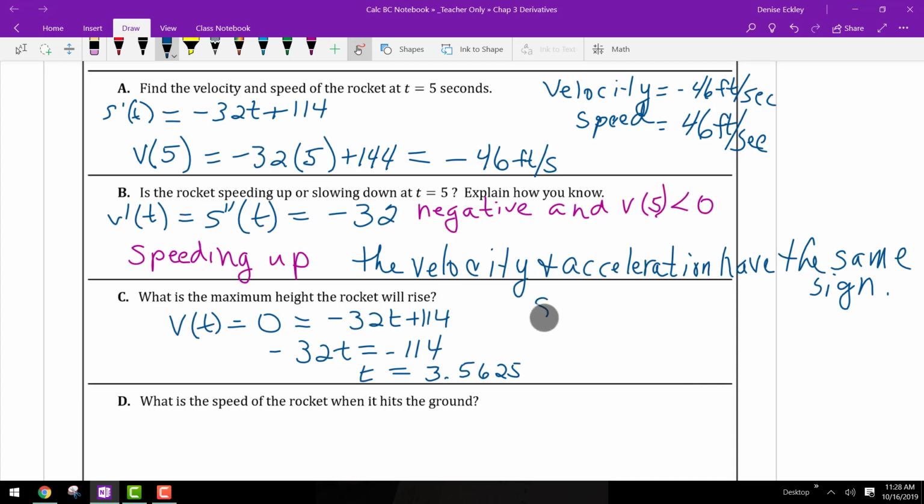So then what I have to do is find the value of the function at that time, my position function, and that comes out to be approximately 203 feet.